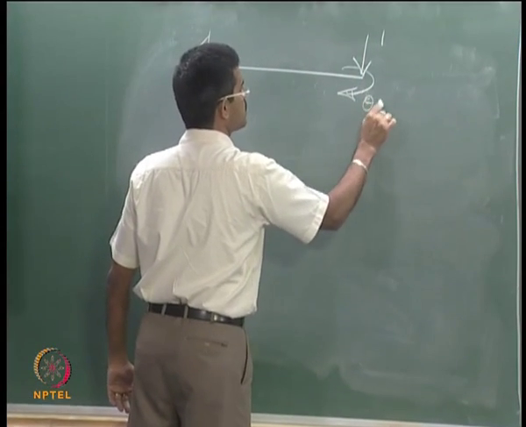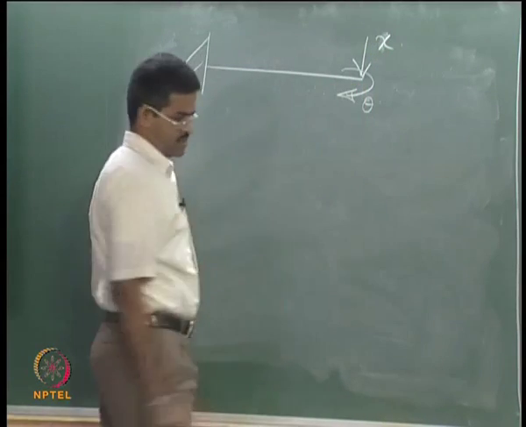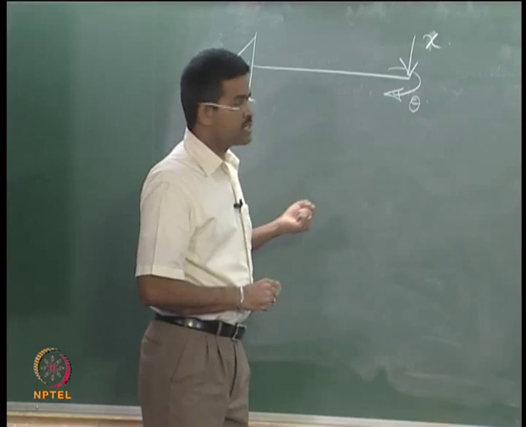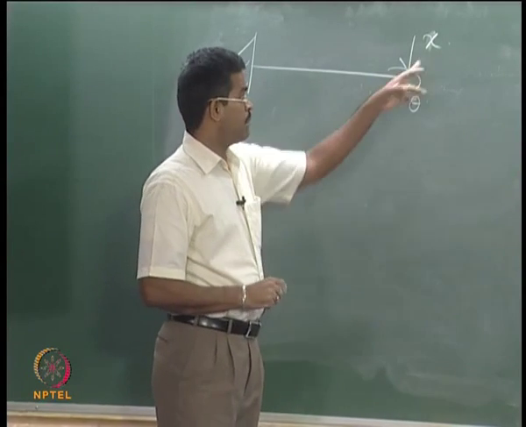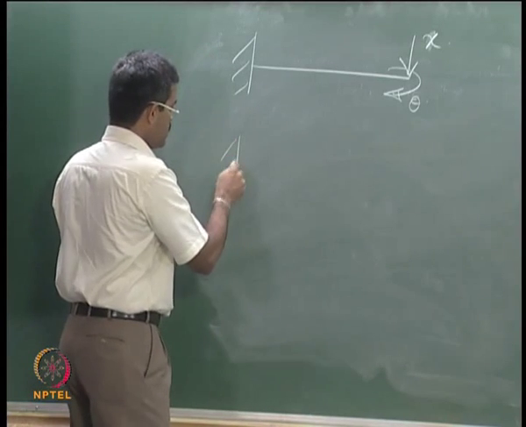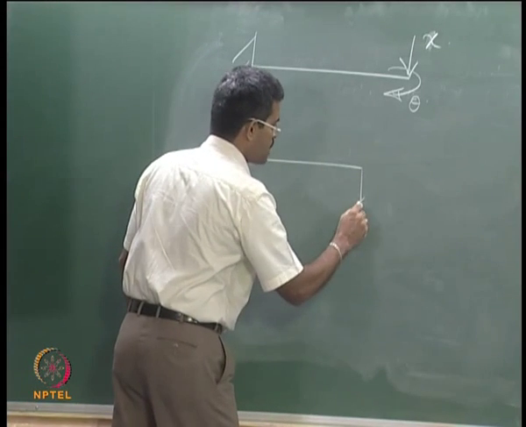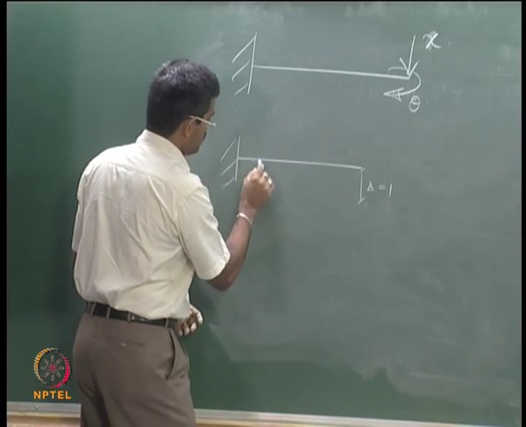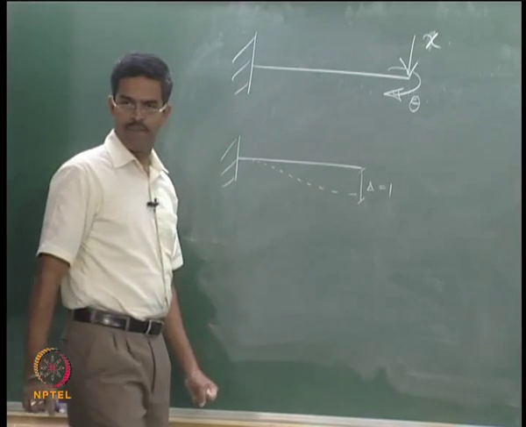Okay, I will put this as theta, this as x instead of 1 and 2. So, what is stiffness? Stiffness is force which can cause unit displacement. I will pick up unit displacement along x and get the force, right. So, I draw this, pick up unit displacement along x and get the force. So, this is going to be a displaced position of my beam.